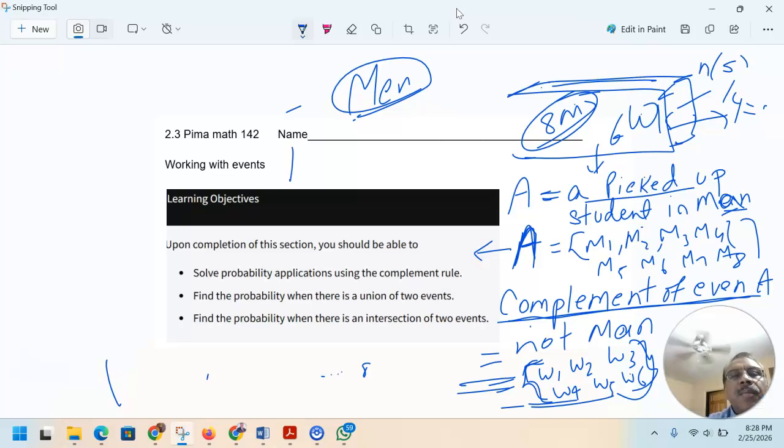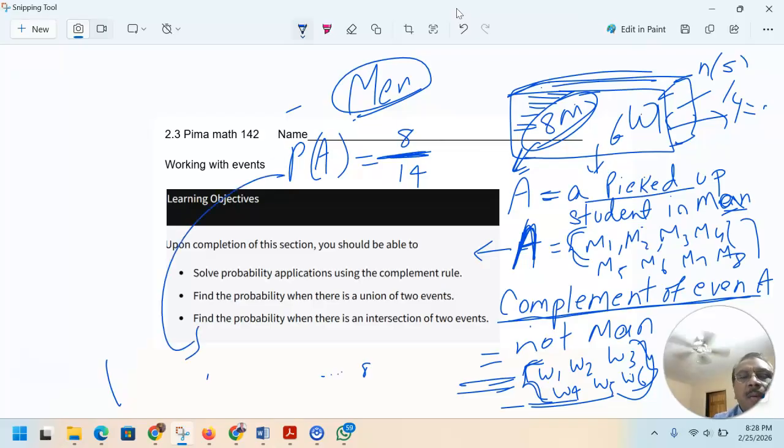So if I want to find what is the probability of event A, you can see A is when you pick a student, the student is a man. There are altogether 8 men here. So this is the ratio of all the total students, which are 14, and from 14 that you can pick any of this 8. So the 8 over 14.